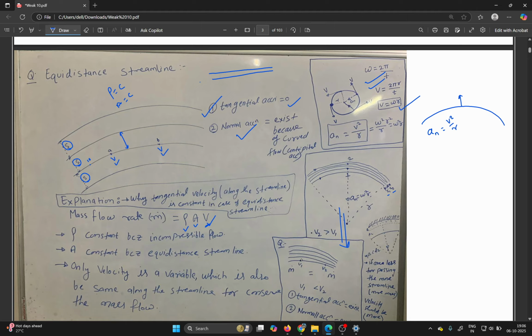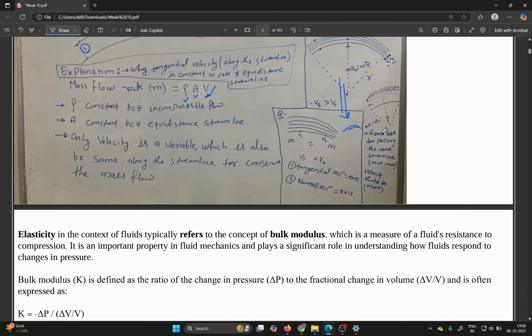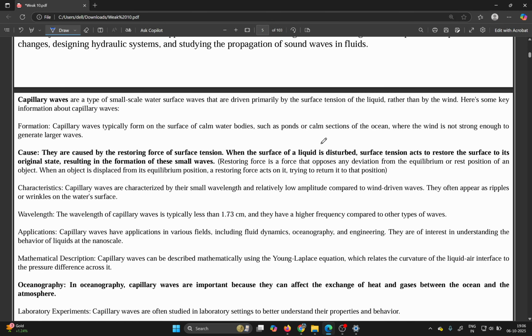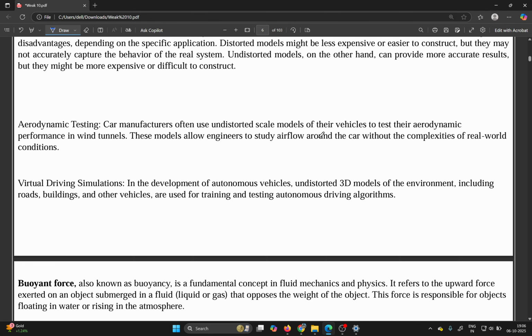So it means if the flow path has a curve, then the normal acceleration will exist, and tangential acceleration also exists here because the streamlines are not equidistant. So this is the concept behind equidistant streamlines regarding the tangential acceleration and normal acceleration. Hope you all will get it. These are concepts we have discussed earlier, so there is nothing new here, but this was very important.